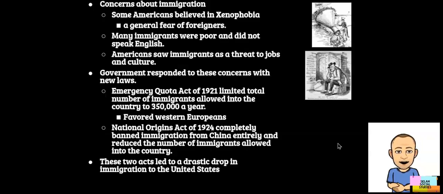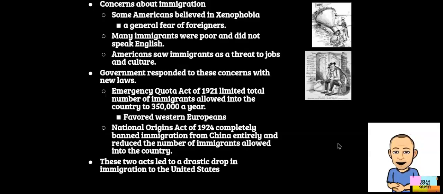Like every major wave of immigration, Americans had concerns about the newly arrived, and xenophobia, the fear of foreigners, ran rampant across America, so Americans attempted to restrict it. Many of the new arrivals entered the country with no money. They couldn't speak any English, and like always, laborers felt that the new immigrants would take their jobs for less pay. They also feared that these new immigrants would infiltrate and change the American culture. So much so that the government needed to step in.